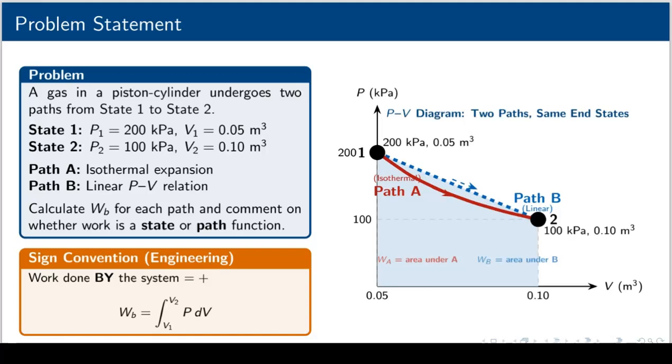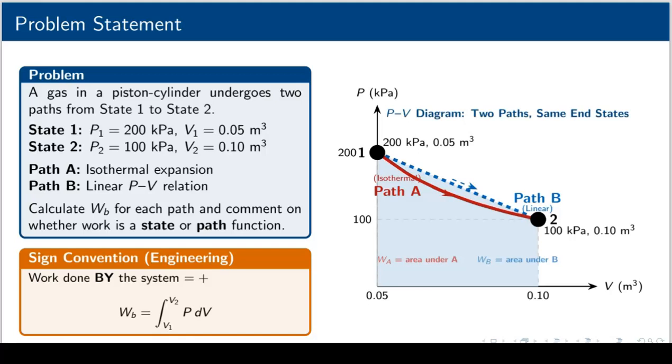State 1: P1 is 200 kilopascal, V1 is 0.05 meter cube. State 2: P2 is 100 kilopascal and V2 is 0.01 meter cube. Path A is an isothermal expansion. Path B follows a linear PV relation. We will calculate boundary work for each path using the engineering sign convention.